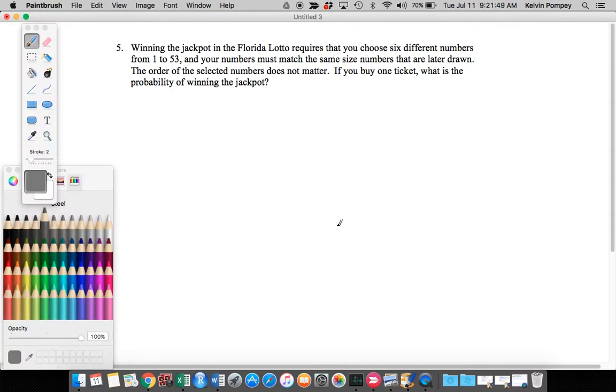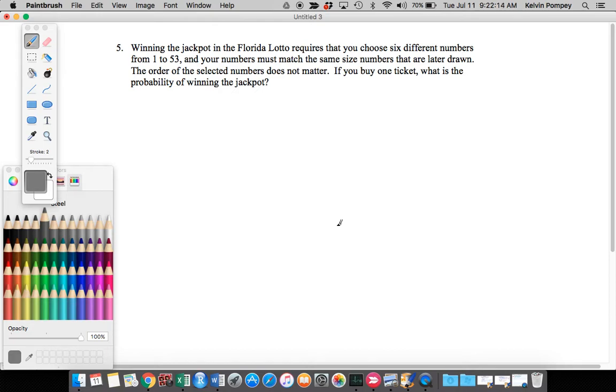All right, I'm continuing with going over problems from worksheet 2. All right, we're on number 5 now. Winning the jackpot in the Florida Lotto requires that you choose 6 different numbers from 1 to 53, and your numbers must match the same size numbers that are later drawn. The order of the selected numbers does not matter, right? If you buy one ticket, what is the probability of winning the jackpot?